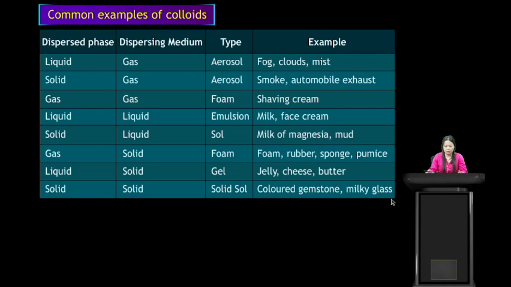Yes, students, can you remember what the properties of suspension are? The first is that a suspension is a heterogeneous mixture. That is the first property of suspension. Then, the particles of suspension can be seen with our naked eyes. Yes, students, particles of suspension are larger than 100 nanometers and can be seen with our naked eyes.